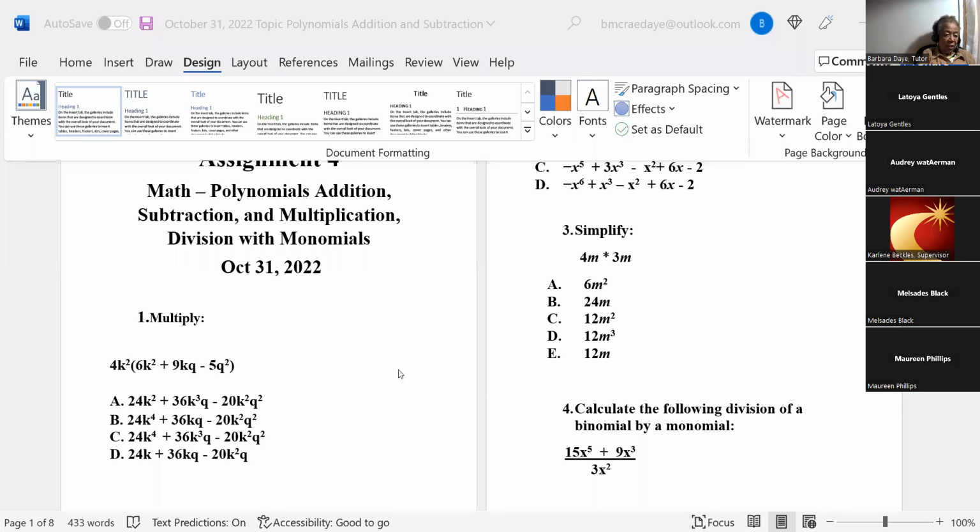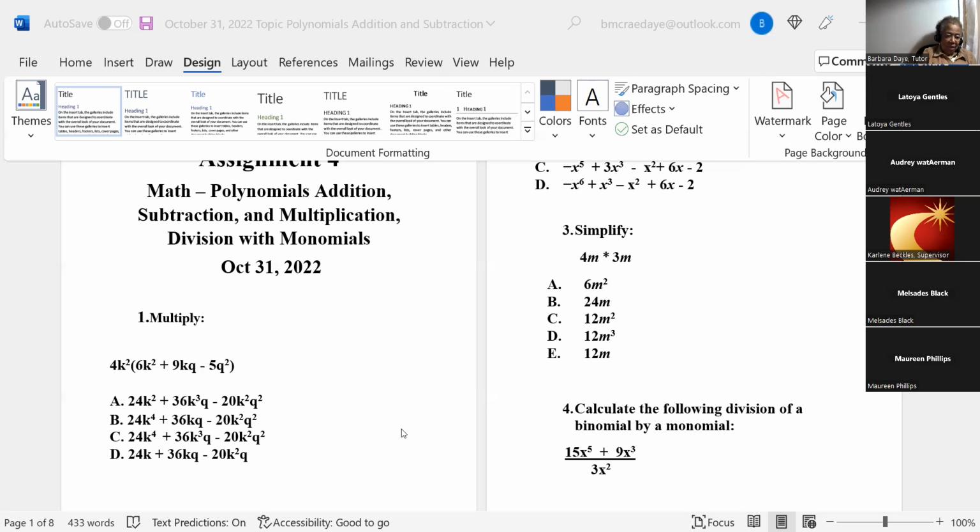So all of these have the right coefficient, right? The 4 times 6 is 24. The 4 times 9 is 36. The 4 times minus 5 is a minus 20. So all the choices have the right coefficients, right? So now we have to see which one has the right coefficients and the powers, the exponents.